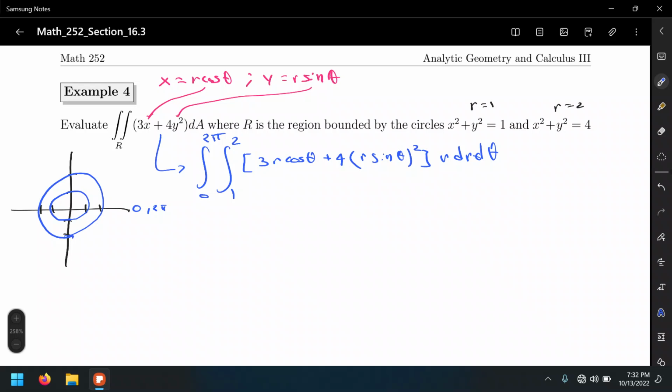Well, so let's evaluate this integral. Number one, let's simplify. So that's the double integral from 0 to 2 pi. Let's simplify the integrand. So this will be (3r cos theta plus 4r sin theta) squared. Be careful because this square will affect both the r and the sine.